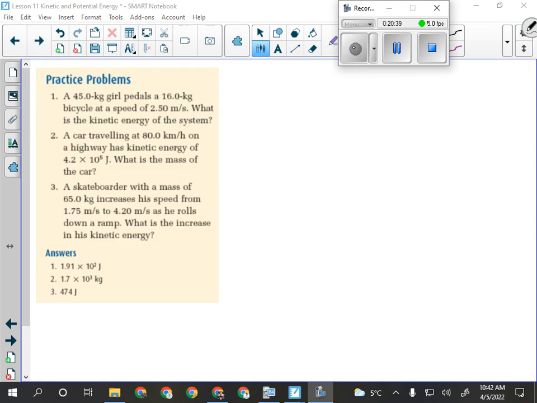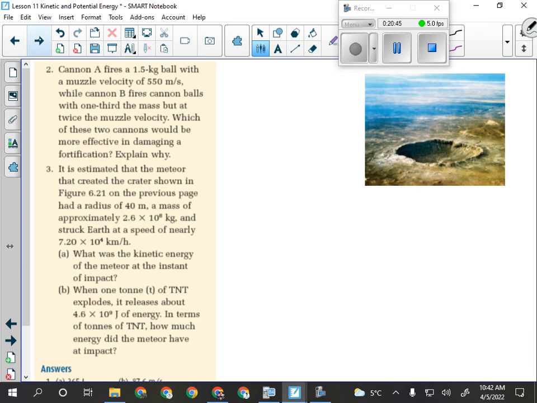These two I want you to do because they're kind of what we've been talking about. In the first one, we've got two cannons. And this is just going to show you the relationship between mass and speed, and why they both have an effect. So you've got one cannon that fires a 1.5 kilogram ball with a muzzle velocity of 550 meters per second, while cannon B fires cannonballs that are 1/3 the mass, but twice the muzzle velocity. Which of these cannons would be more effective at damaging a fortification and why?